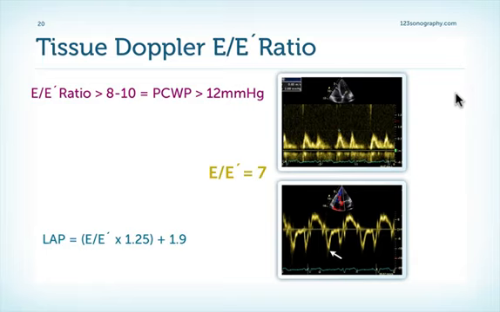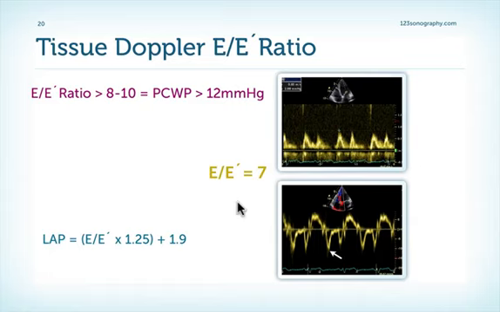Here's an example. We have an E wave which is taller than the A wave. Now, is this a normal or a pseudonormal pattern? To solve this, we perform tissue Doppler. First of all, we see that the E prime is above 10 and that the ratio is 7. In other words, we have normal left ventricular filling pressures. The normal values are below 8 to 10. And this means you have a normal and not a pseudonormal pattern.